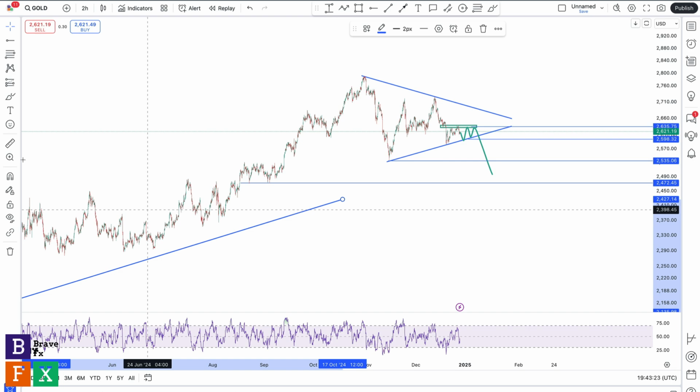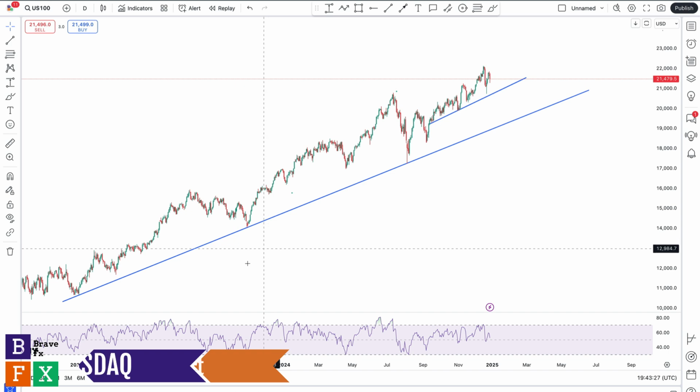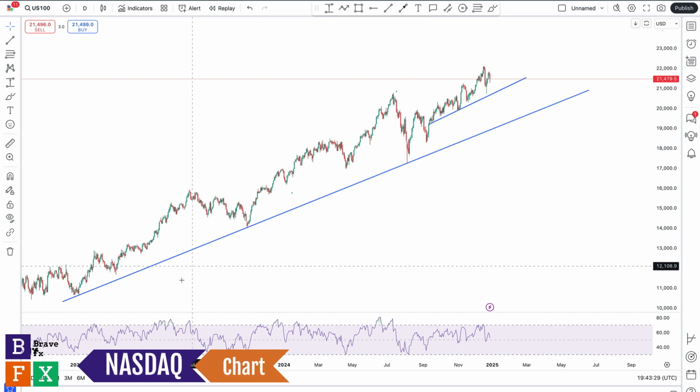Moving on, we'll be talking about Nasdaq. So this is the Nasdaq chart on the daily time frame, similar to what we have on gold, and we seem to be in a solid bullish trend with multiple bounces of this trend line. So we have 1, 2, 3. So 3 good bounces of this trend line so far.